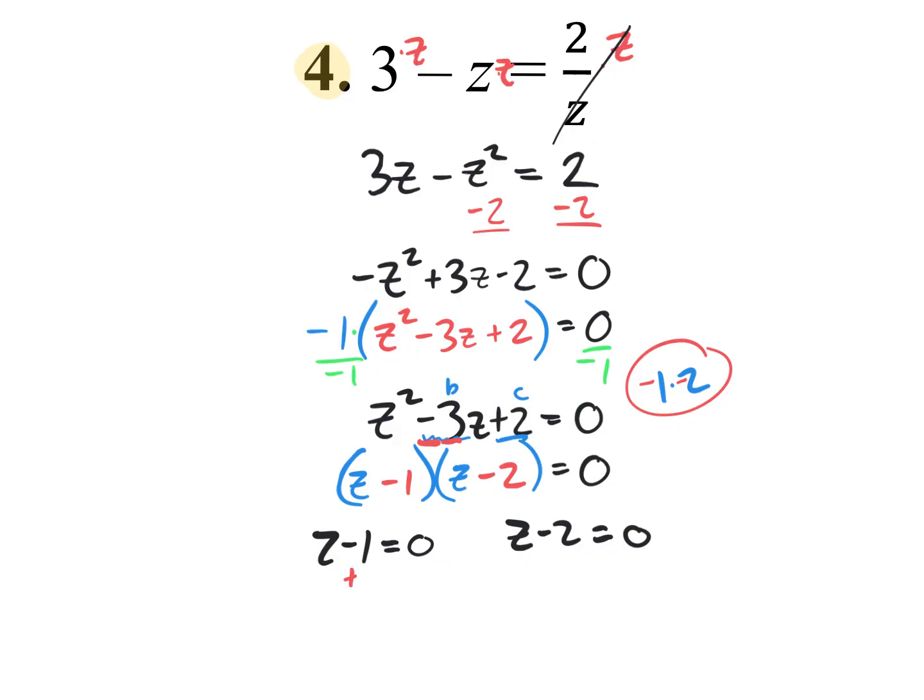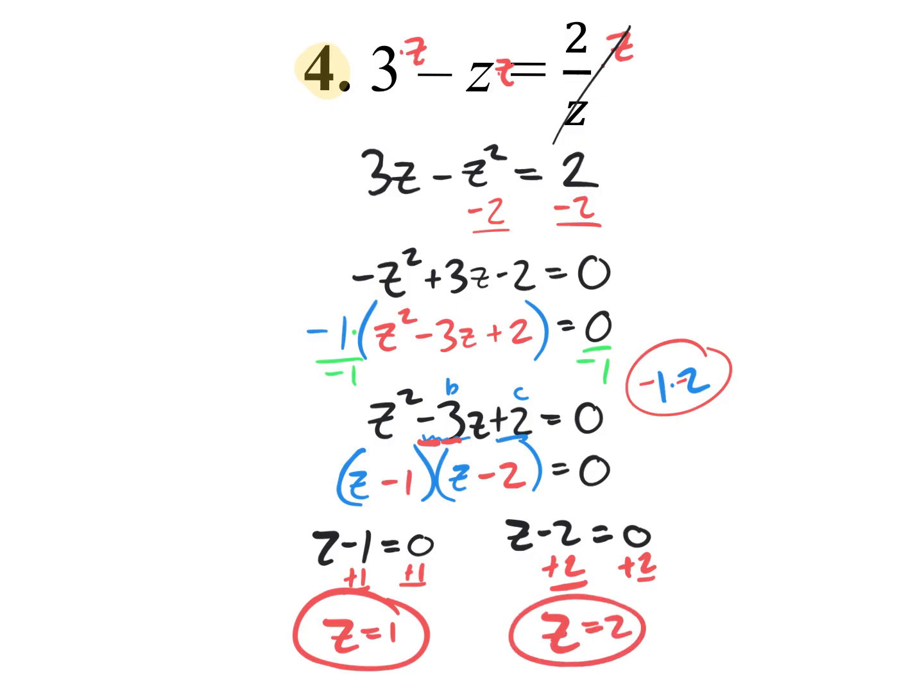Should I show my work? Sure, why not? Plus 1, you end up with z equals 1, and then plus 2, you end up with z equaling 2. And then you've got to take one brief moment and make sure that when you plug in the 1, you don't get 0 in the denominator. You plug in the 2, you don't get 0 in the denominator. So those are your two answers right there for this equation.